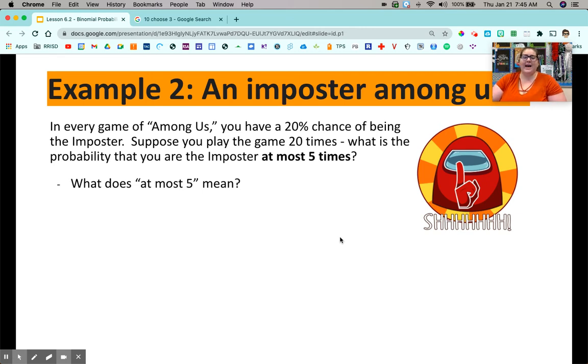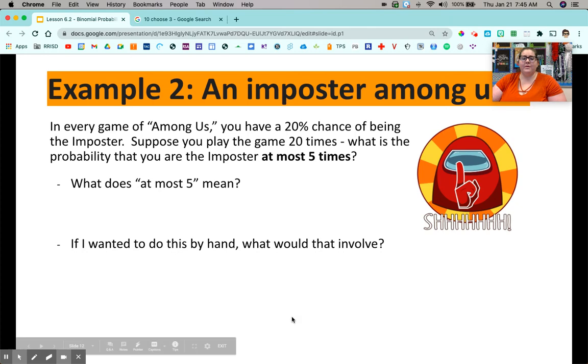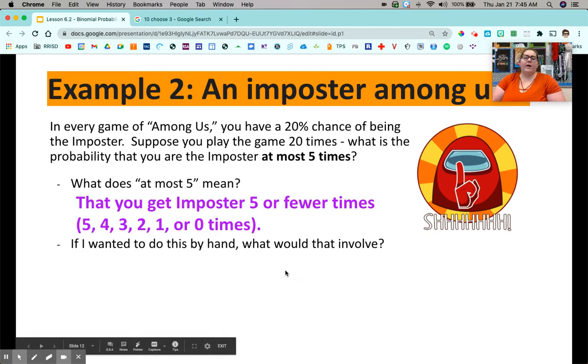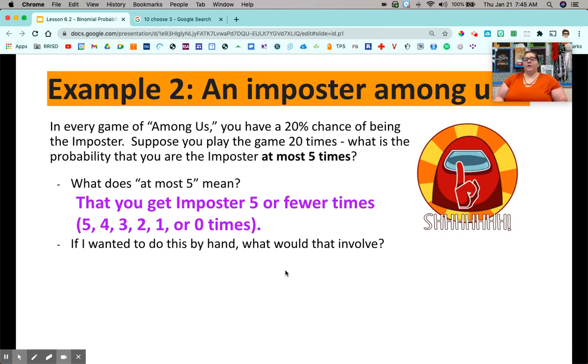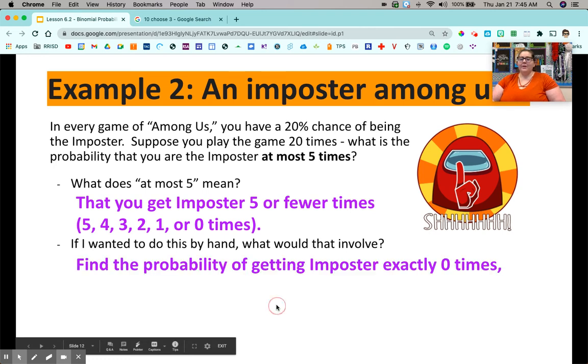We have to think about what is at most 5. At most 5 would mean that you get imposter 5 or fewer times, meaning 5 or 4 or 3 or 2 or 1 or 0 times out of the 20 times you play the game. If I wanted to do this by hand, using that process, the step 1, 2, 3 that I did before, it would be pretty complicated.